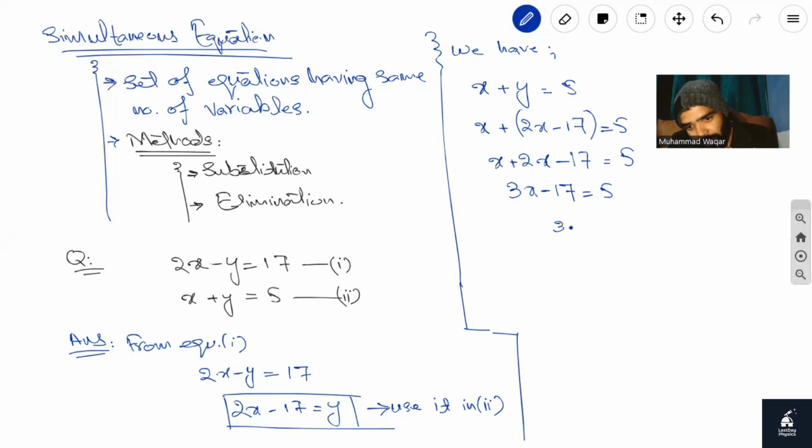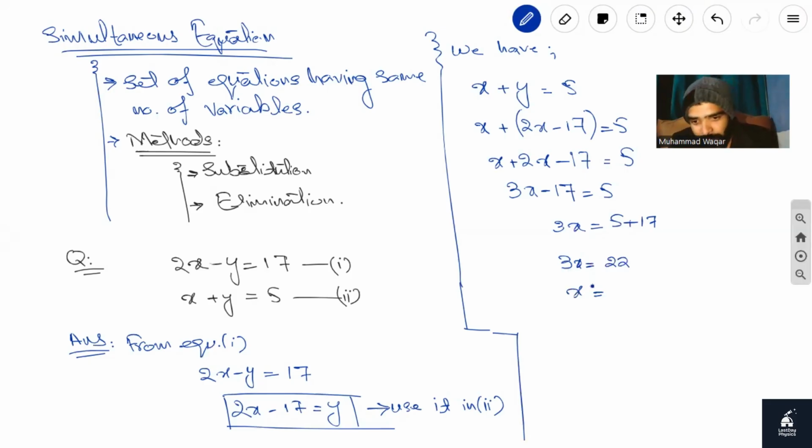Here we would have 3x equals 5 plus 17. These are quite simple operations. If we want to move a number or a variable from one side to another side, the operation is reversed. 17 was minus here. It was 3x minus 17. If we take it to the other side, it will be 3x equals 5 plus 17. Then we would have 3x equals 22, and then we have to take the 3 to the other side as well, eliminating the 3 from the left-hand side so that you would have only x, the exact value of x.